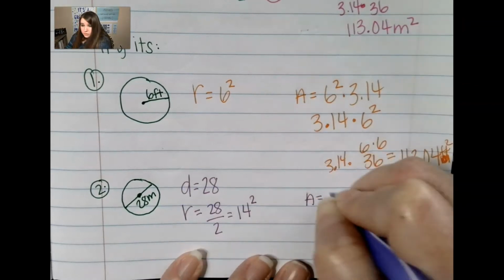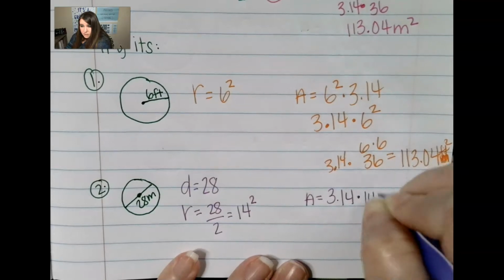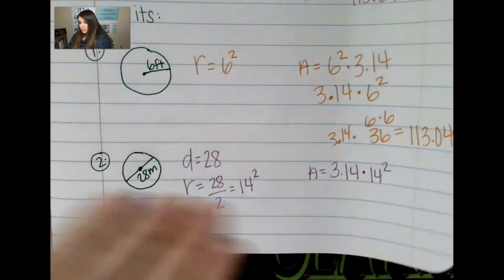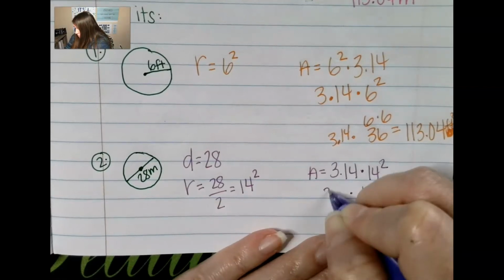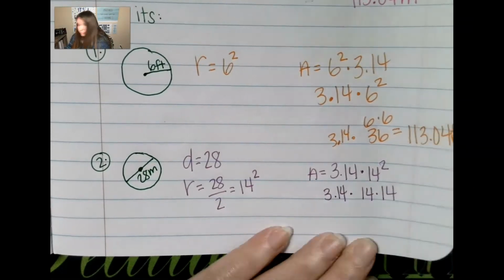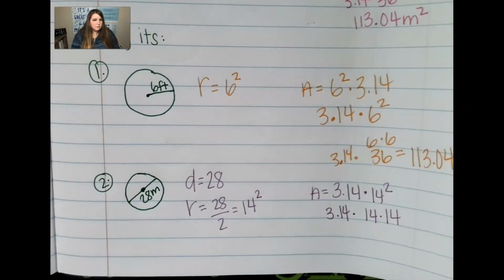Area equals 3.14 times 14 squared. All right, now we're going to do 14 times 14 times 3.14. Look at all those 14s. It's like a lucky number right here.